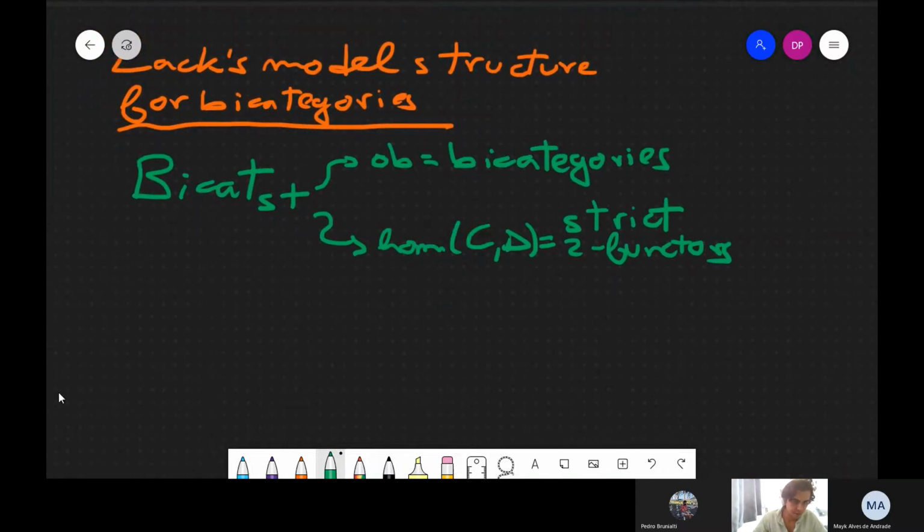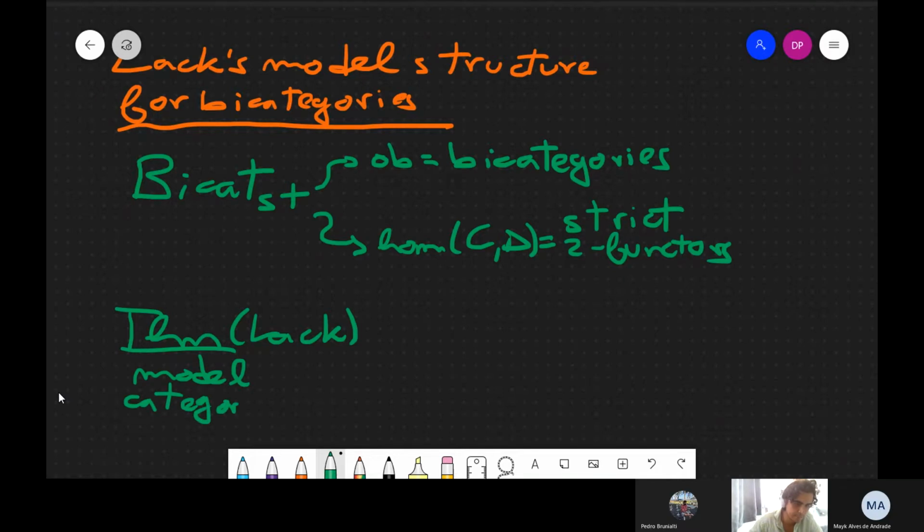So we will define a bicategory. This is due to Lack. The main result here is that there is a model structure, a model category, on the category of Bicat strict, so that there is a model structure here.